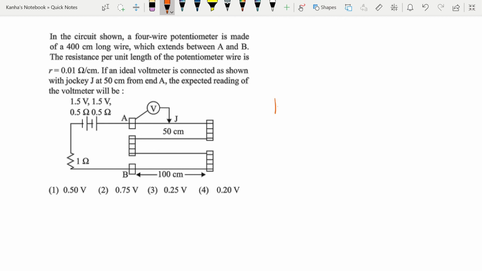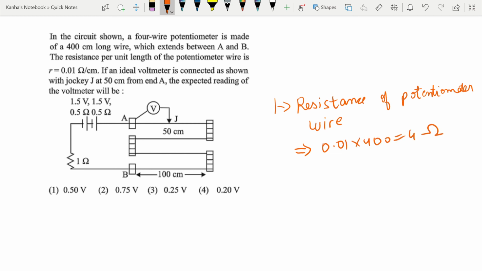So as you can clearly see in the diagram and from the given data that has been provided, the resistance of the potentiometer wire is nothing but the resistance per unit length into the total length, 0.01 into 400 is equal to 4 ohms. So the total resistance is 4 ohms. Now in order to find the current in the wire, let's find the current in the wire.